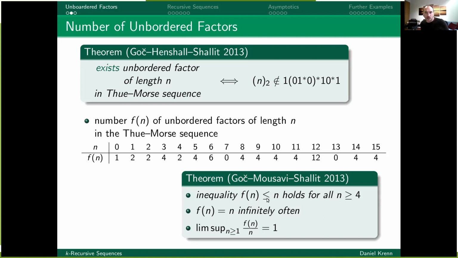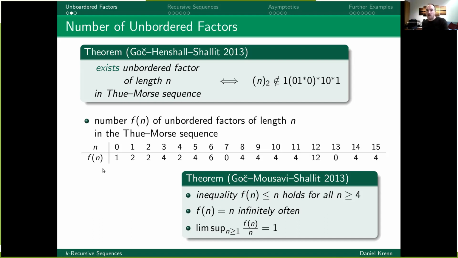It grows at most linearly. To be precise, it's always smaller or equal to n. Also equality holds infinitely often, and that means this limit superior here, this quotient, equals 1. So that's at least some result on what you can say on the asymptotic behavior. This is one part of what is known on this sequence. Of course, there are many other things known.